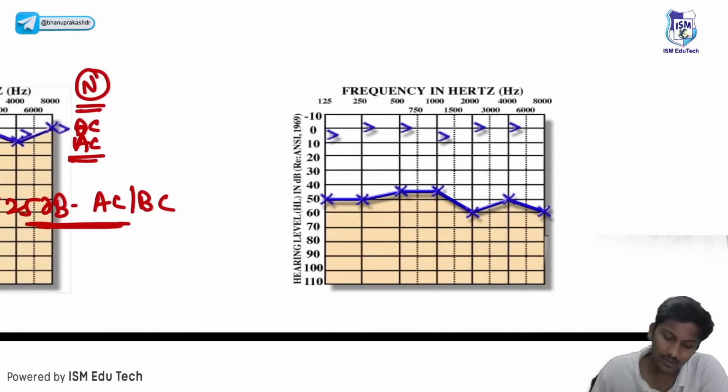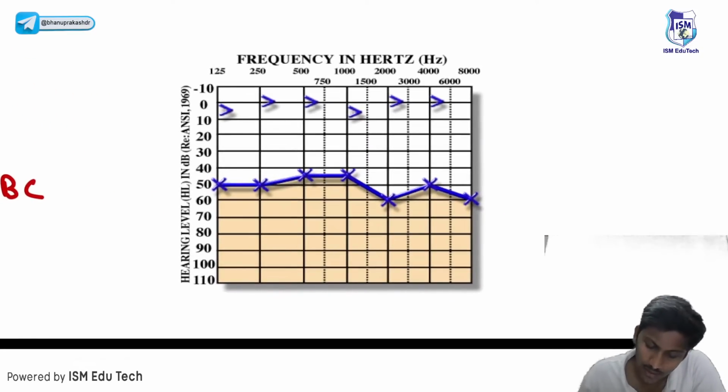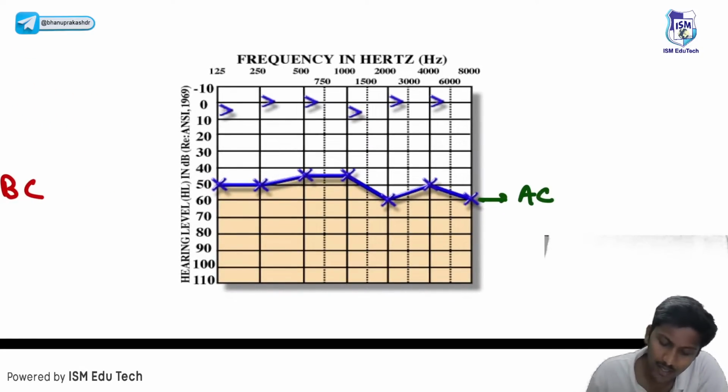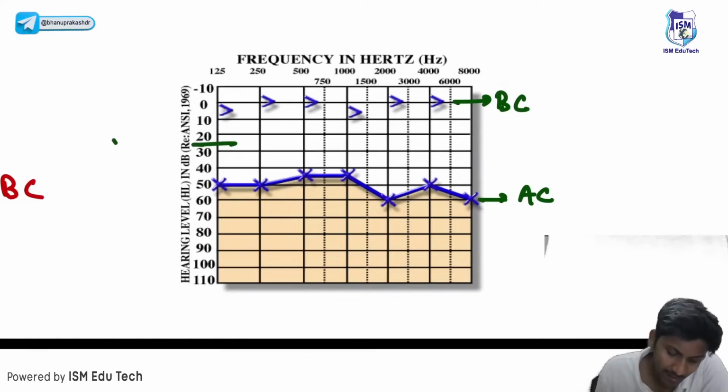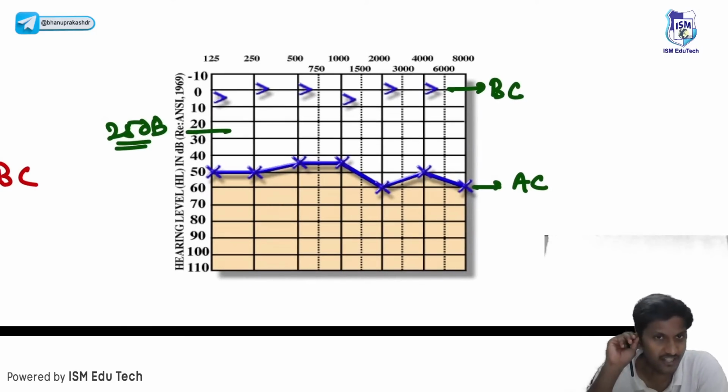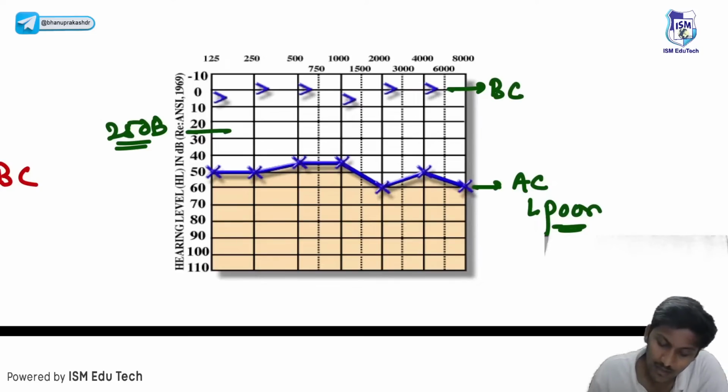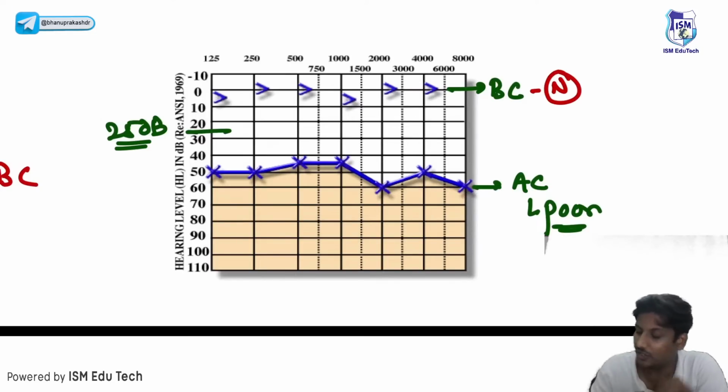Next is over here, you can see that in this condition, the continuous line with crosses is air conduction, and this dotted line with brackets is the bone conduction. Important is you can see that this is the landmark, 25 decibels. The air conduction is definitely beyond 25 decibels. That means the air conduction of this patient is poor, whereas the bone conduction is beneath 25 decibels. So the bone conduction of this patient is normal.